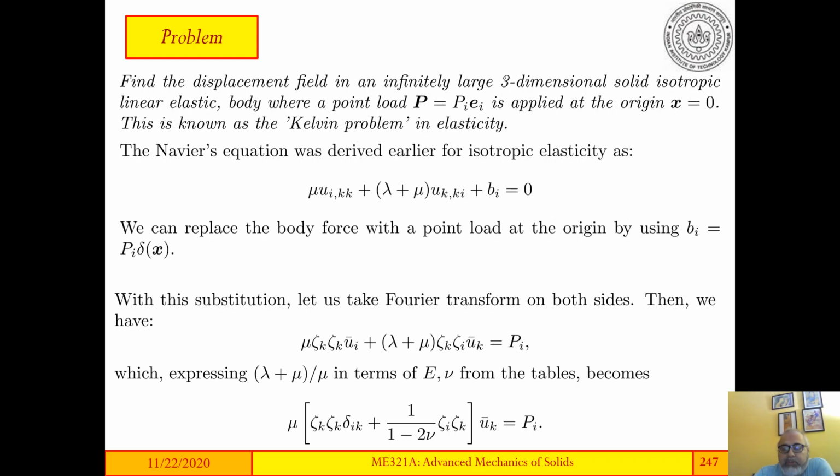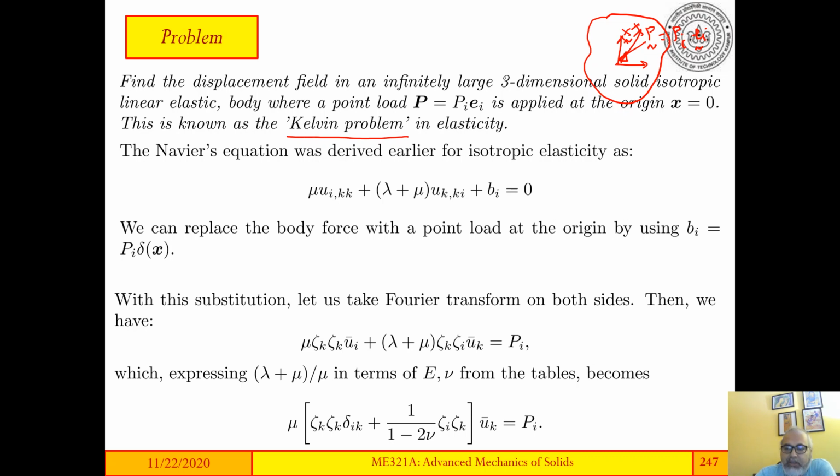Let us apply what we have learned about Fourier transforms in 3 dimensions to solve this very famous problem in elasticity, which is called the Kelvin problem. In the Kelvin problem, we have an infinite 3D body with a point load P_i applied at the origin. You have to find the displacement at any point x due to a point load applied at the origin in an infinite 3-dimensional body.